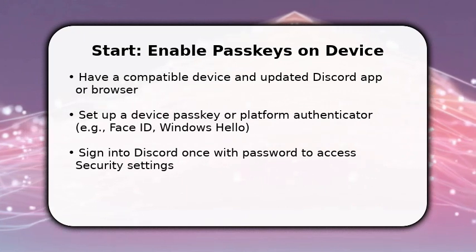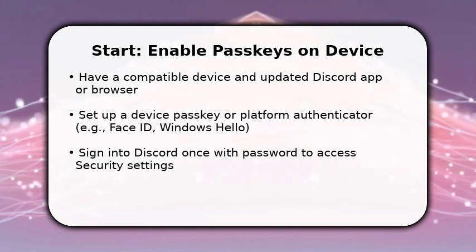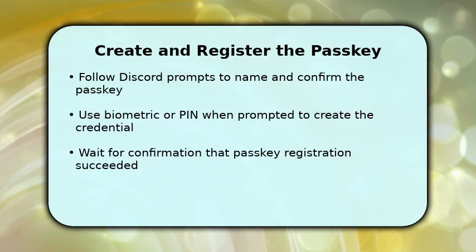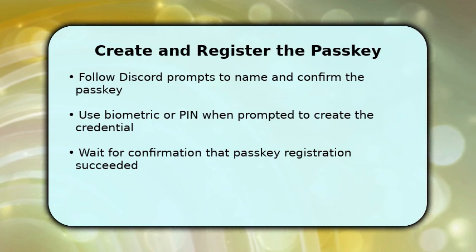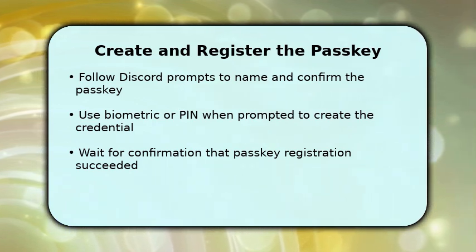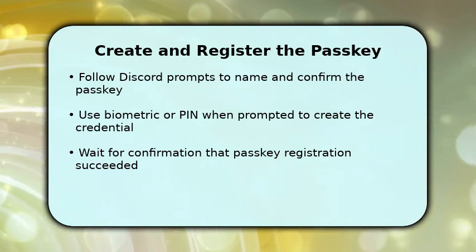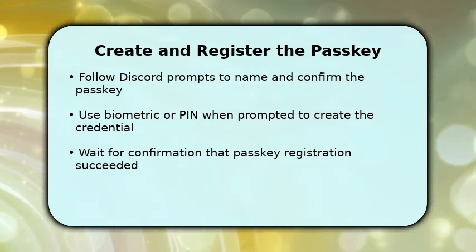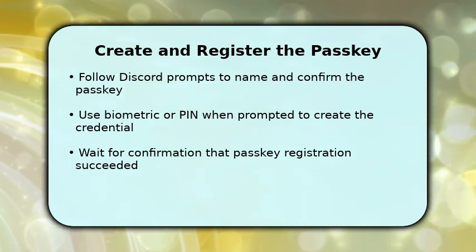Make sure your OS keychain or platform authenticator is unlocked before proceeding. Now follow Discord's registration prompts to create the passkey. When Discord requests authentication, complete the biometric scan or enter your local PIN. This proves you control the authenticator. Once done, Discord registers a public key tied to your account and stores a reference, your passkey.